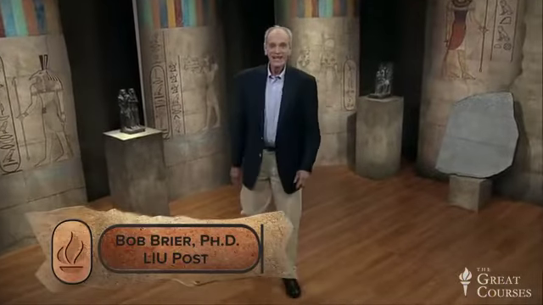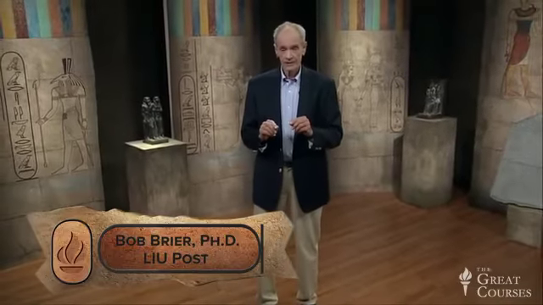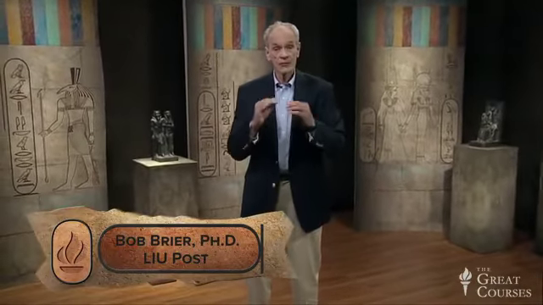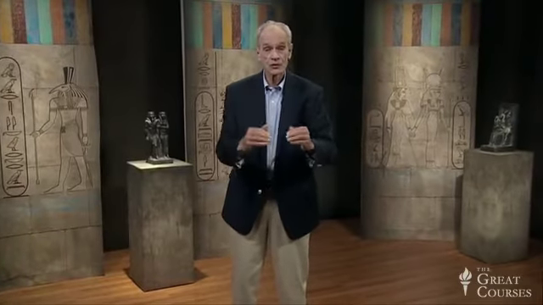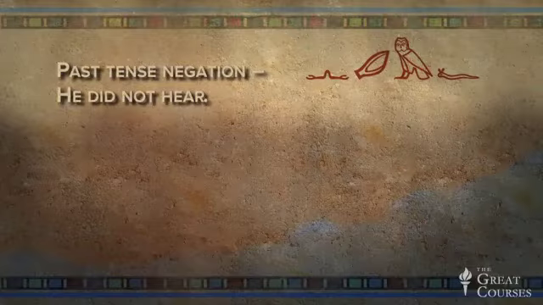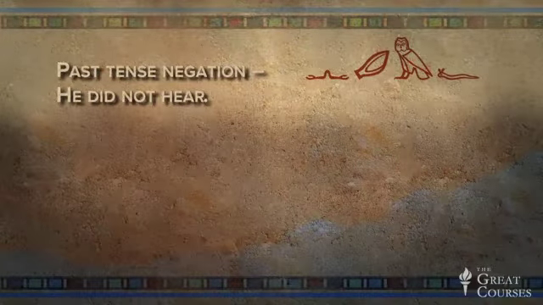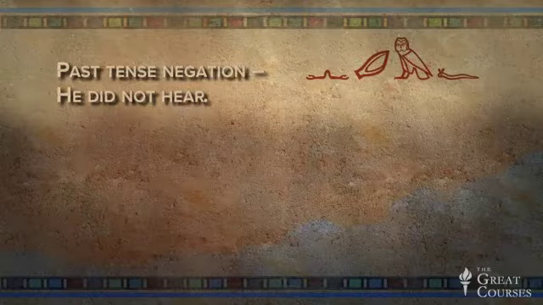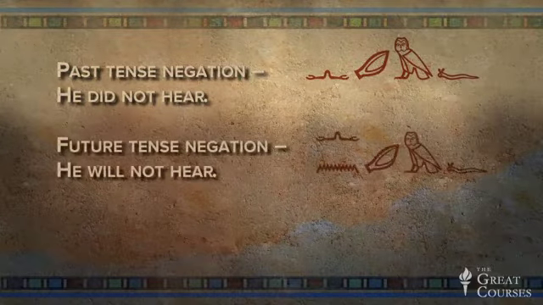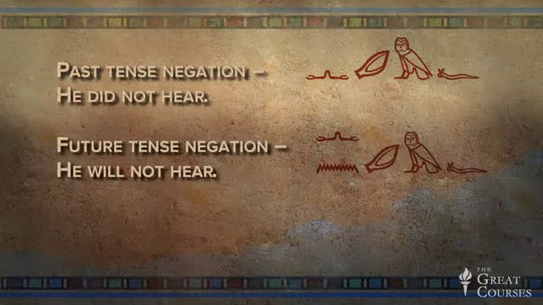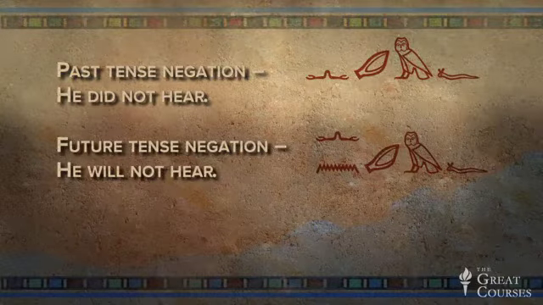Welcome back. Last time we learned about negation. The important thing to remember is that there are 3 different forms for past, future, and present negation. For past tense, just put the arms negator in front of the sentence. He did not hear. For negation in the future, we use the arms with the water sign. He will not hear.